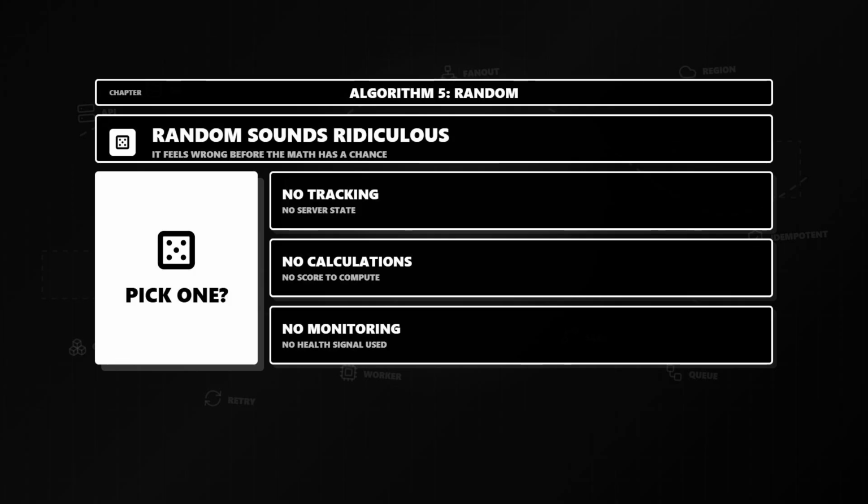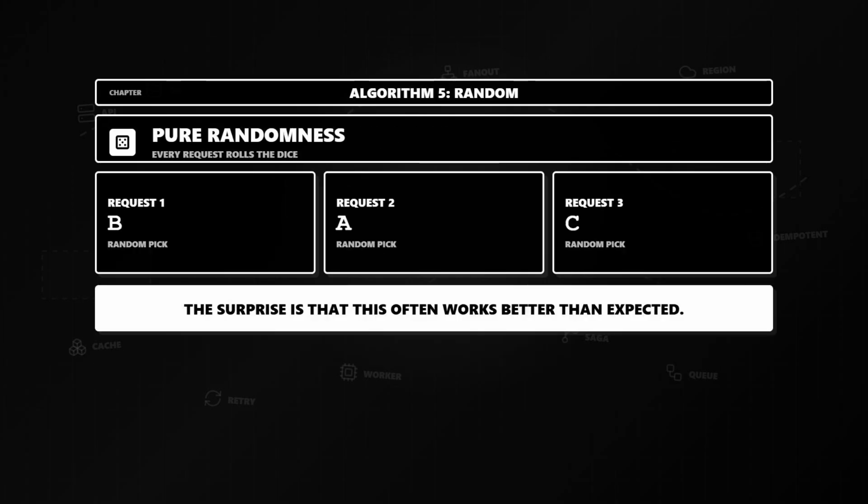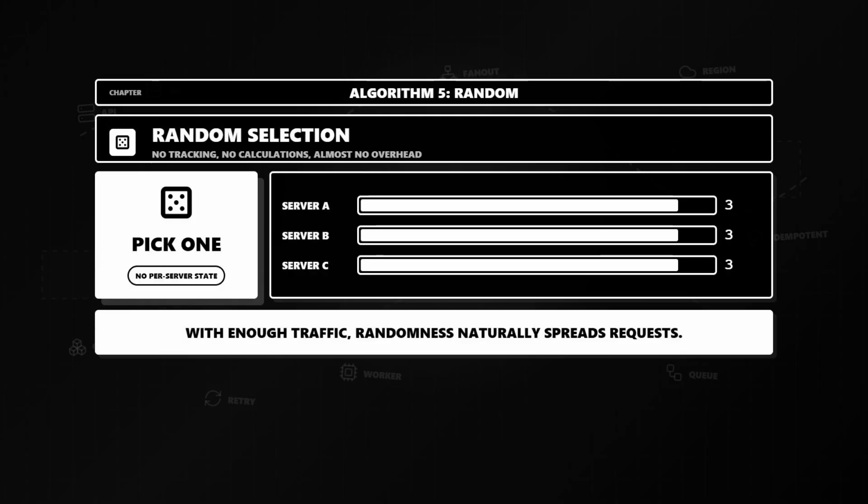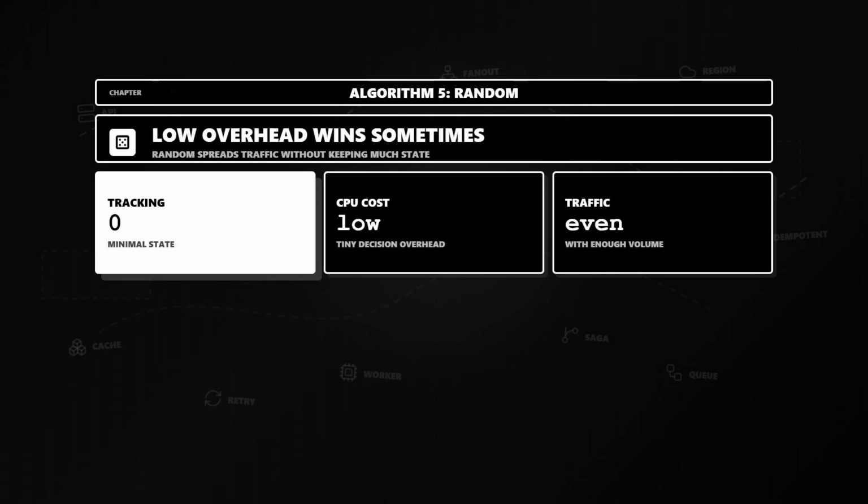Now, let's look at something that sounds almost ridiculous: random selection. Imagine the load balancer simply picks a server at random. No tracking, no calculations, and no monitoring. Just pure randomness. At first, this sounds like something an engineer would suggest 5 minutes before being politely removed from the meeting. But surprisingly, random load balancing performs much better than most people expect. With enough traffic, randomness naturally spreads requests across servers, and unlike more sophisticated algorithms, it introduces almost no overhead. Sometimes the simplest solution wins.